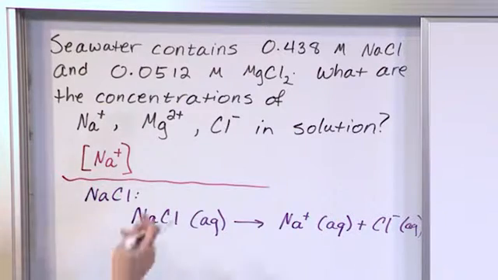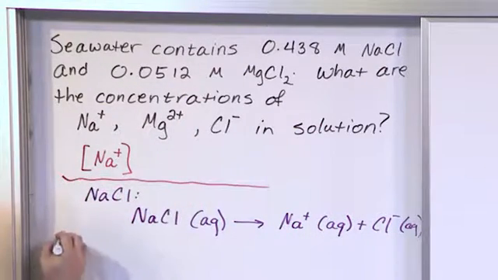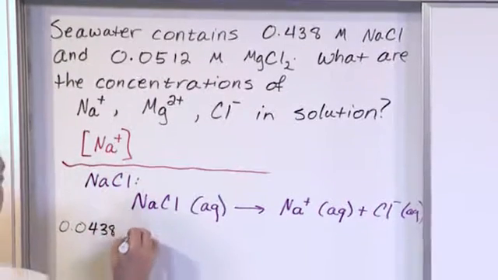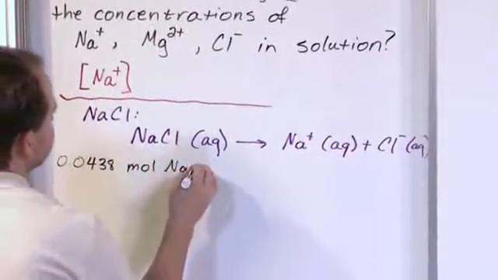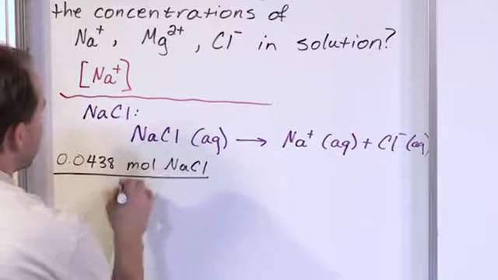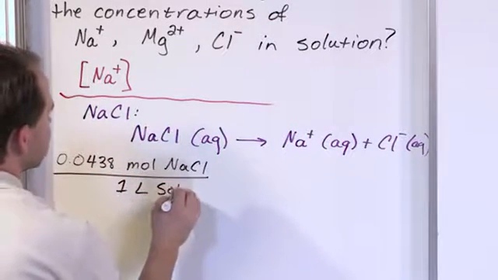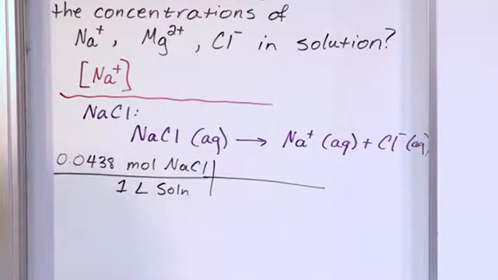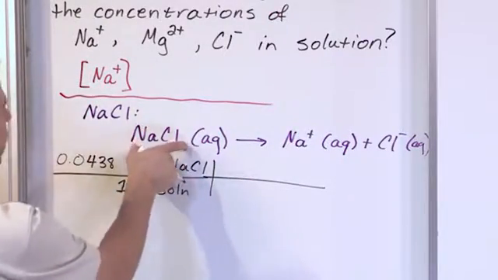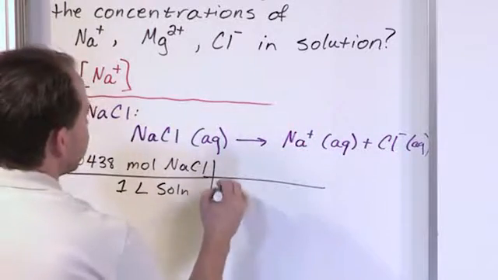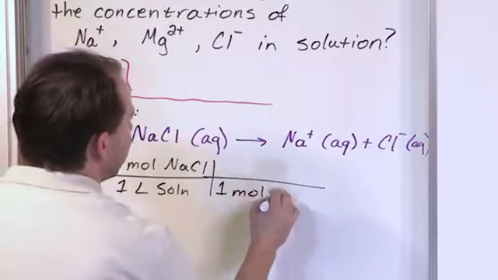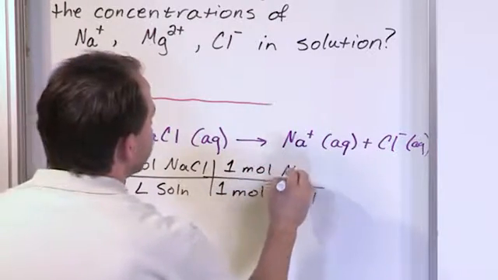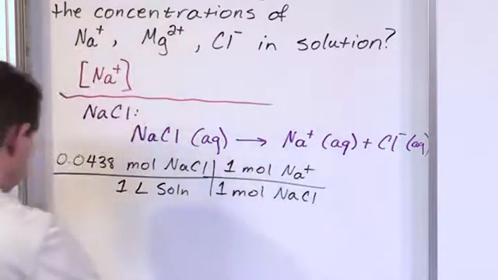So we start with what we know, 0.0438 moles of NaCl for 1 liter of solution. And then we look at our little chemical equation we wrote and we see, okay, well 1 mole of this corresponds to 1 mole of sodium. So 1 mole of NaCl corresponds to 1 mole of sodium ions.